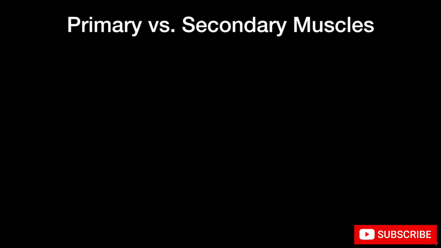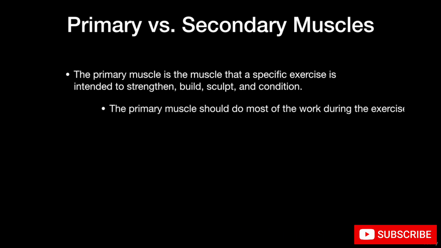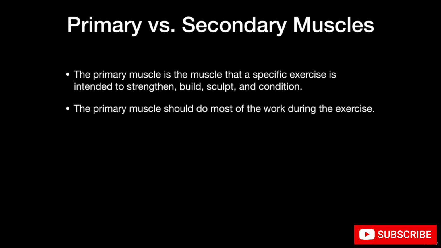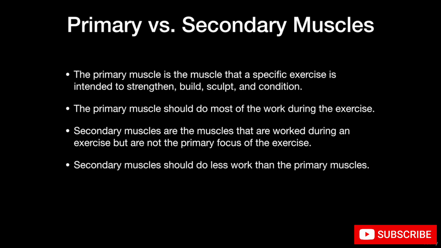Primary versus secondary muscles. The primary muscle is the muscle that a specific exercise is intended to strengthen, build, sculpt, and condition. The primary muscle should do most of the work during the exercise. Secondary muscles are the muscles that are worked during an exercise but are not the primary focus of the exercise. Secondary muscles should do less work than the primary muscles.